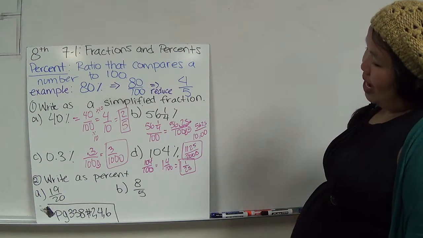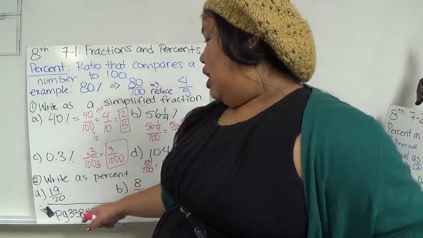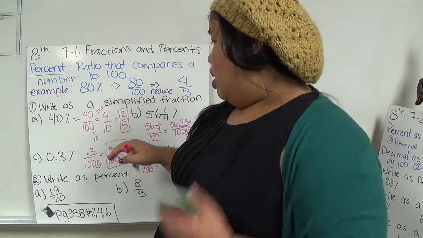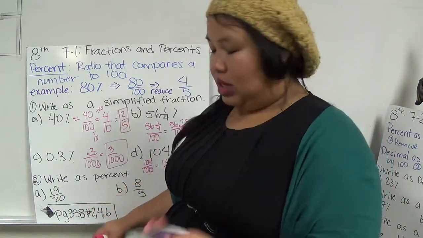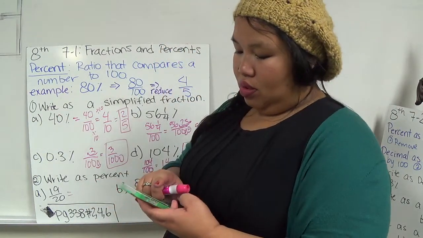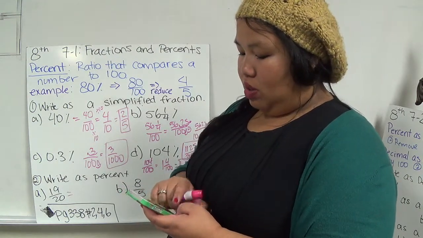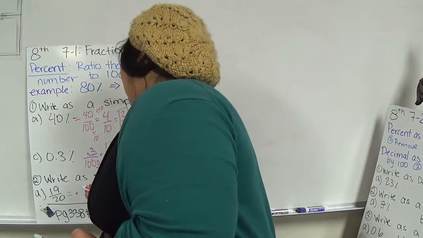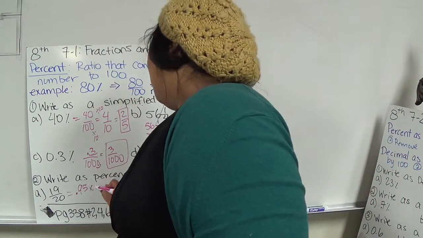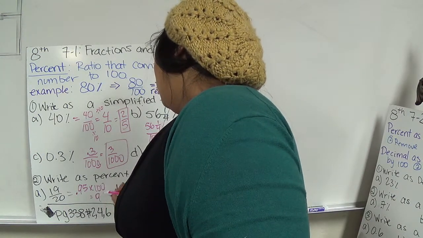Number 2, it says write as a percent. So in this case, what I'm going to do is the opposite. Okay? Instead of putting it into a fraction, I'm going to put it into a decimal. So I'm going to take this and put it as a decimal. 19 divided by 20, which is 0.95. Okay? And then I'm going to times that by 100. This would give me 95%.